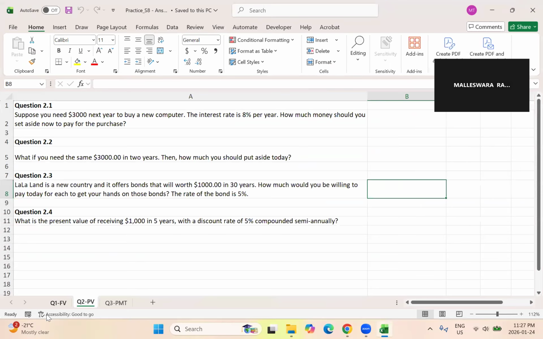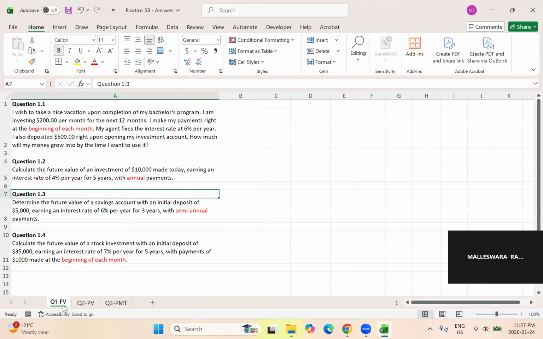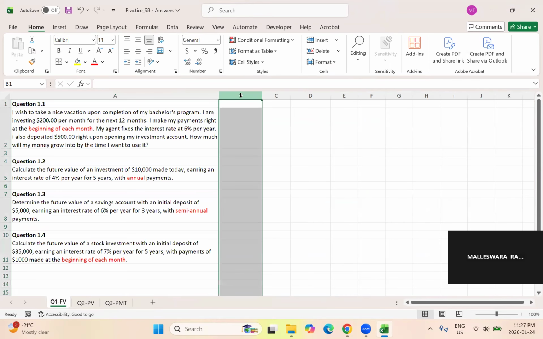Question number 1 is about FV, future value, present value, payment function. Only 3 financial functions. So I'm going to make it a little bit closer here. The first one, I'll just put everything in the center, and also click on the dollar sign. So this is about present value.